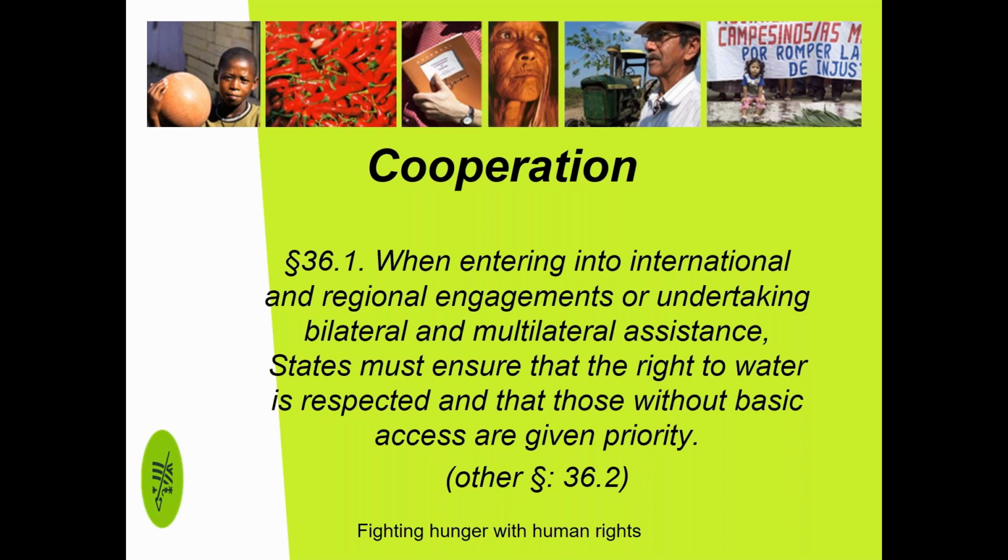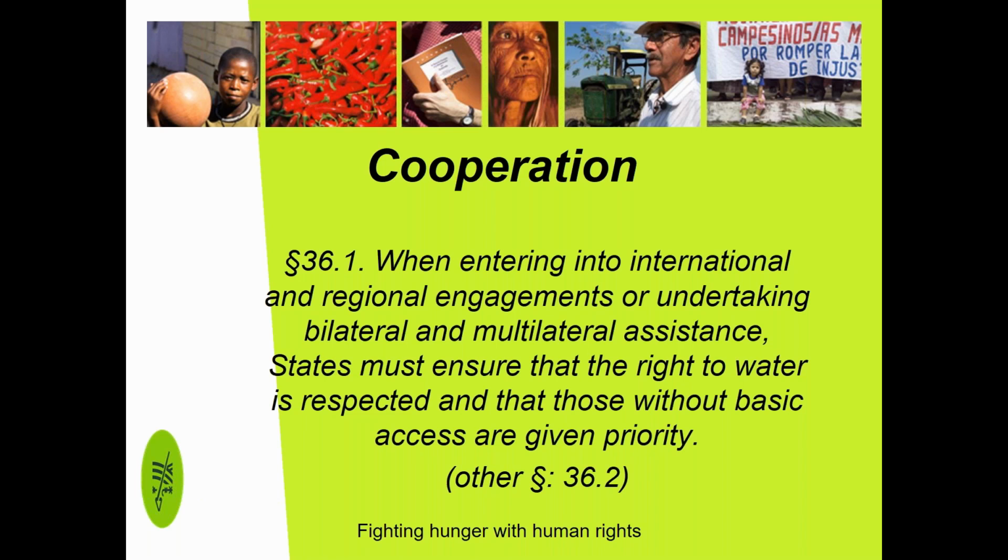So this means when states enter into those agreements, they should make sure that there is no hidden agenda that will hinder their human rights record, or the right to water in this case, at the national level, because of pressure or some other hidden agenda behind those agreements and the policies which could come based on those agreements.